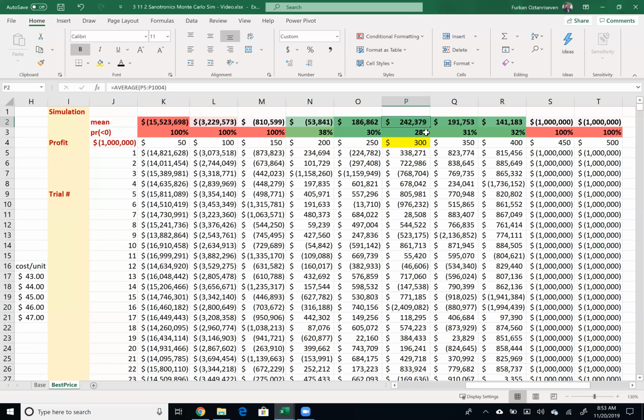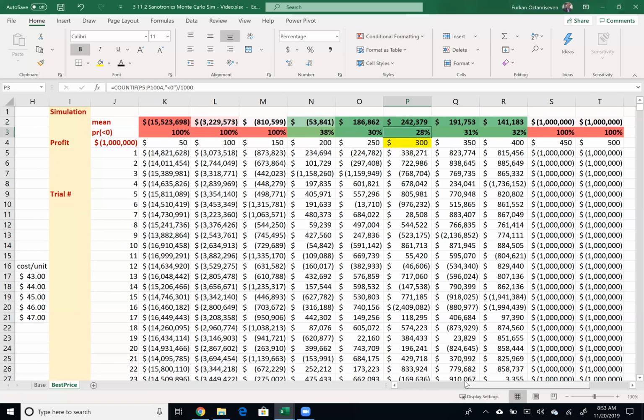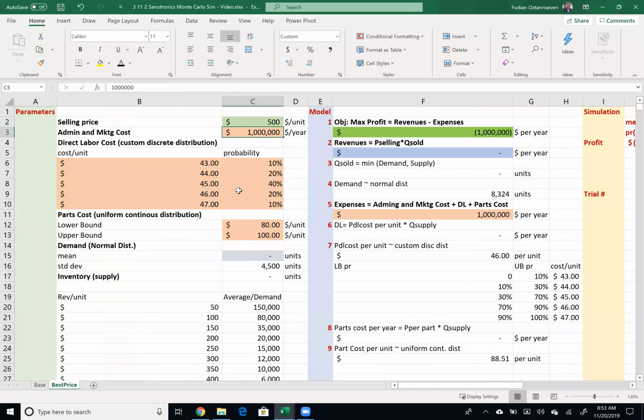So how can I decrease probabilities in the future? If it's a managerial question, you're gonna make sure that either you invest less money or you produce things more efficiently in terms of labor costs and parts costs.